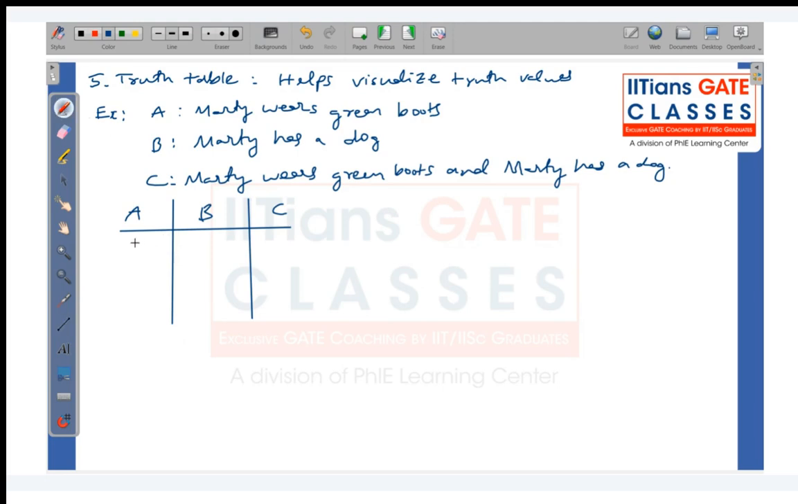So let's say A is false, B is false; A is false, B is true; true and false; and true and true. It's two statements and two truth values for each of them, total 4 combinations. So what will be filled in C? What should I fill in C? Quickly answer so that we can move ahead.